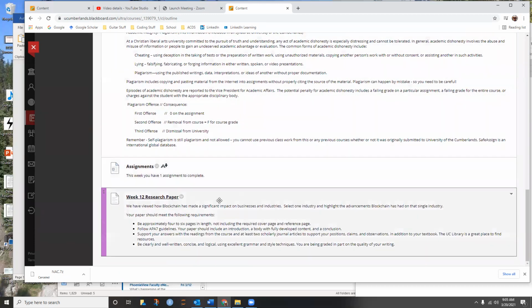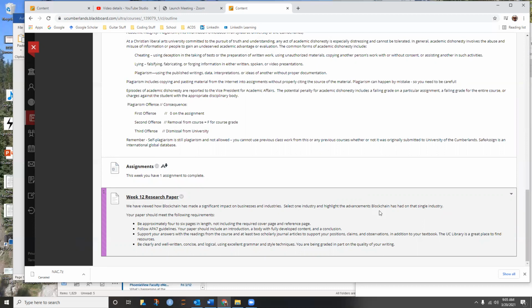one assignment this week. It's a research paper. This is as straightforward as it gets. Select one industry and highlight the advancements blockchain has had on that single industry. So that's one sentence to read and write your paper towards here. How has blockchain advanced that industry? That's what I'll be looking for.